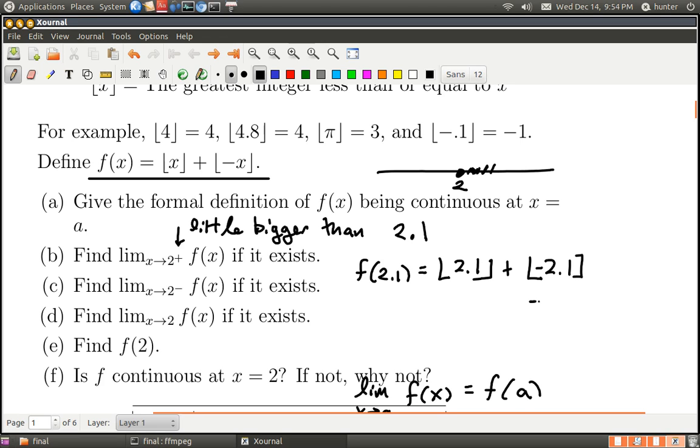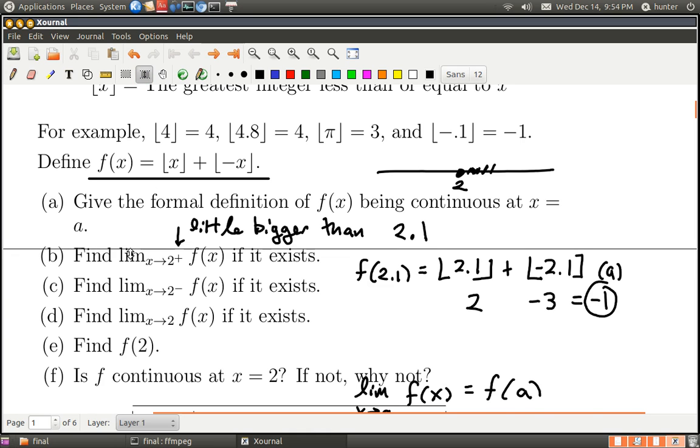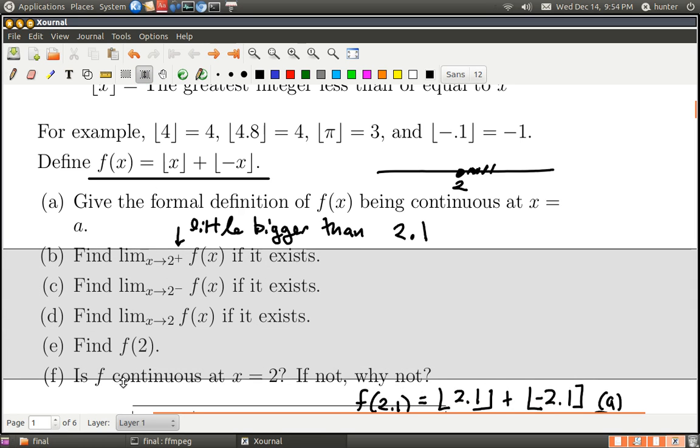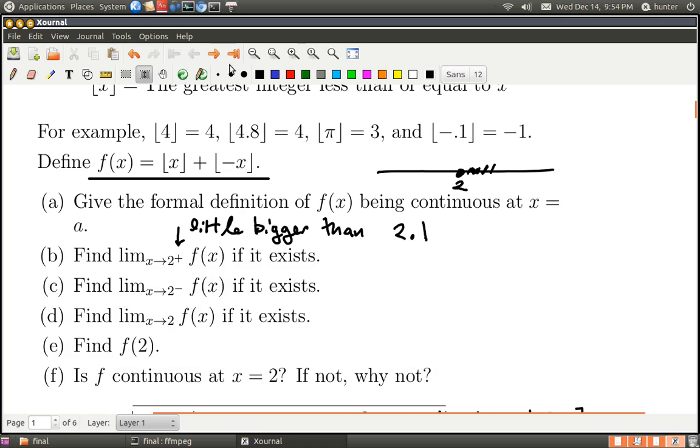So it is negative 3, and this is 2. Okay, so these things add together to be negative 1. So this is the answer to part A right here: negative 1. Great. Let's get that out of the way. Now let's check out the left-hand limit.